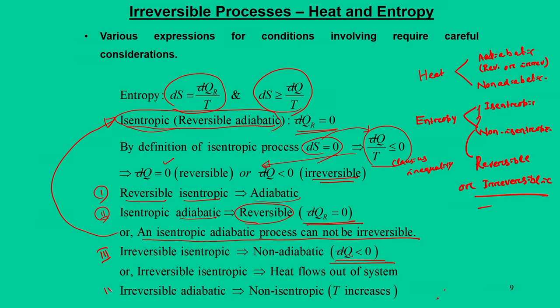And fourth category, if the process is irreversible and adiabatic. By irreversible I mean we are looking into the Clausius inequality, and by adiabatic I mean dQ is equal to 0. So, if you put these things in the equation, you will see that if dQ is equal to 0 and the process is irreversible, then we can say your dS must always be greater than 0. That means, entropy always increases. So, this is the summary that has come out from our analysis of irreversible processes in terms of heat and entropy.